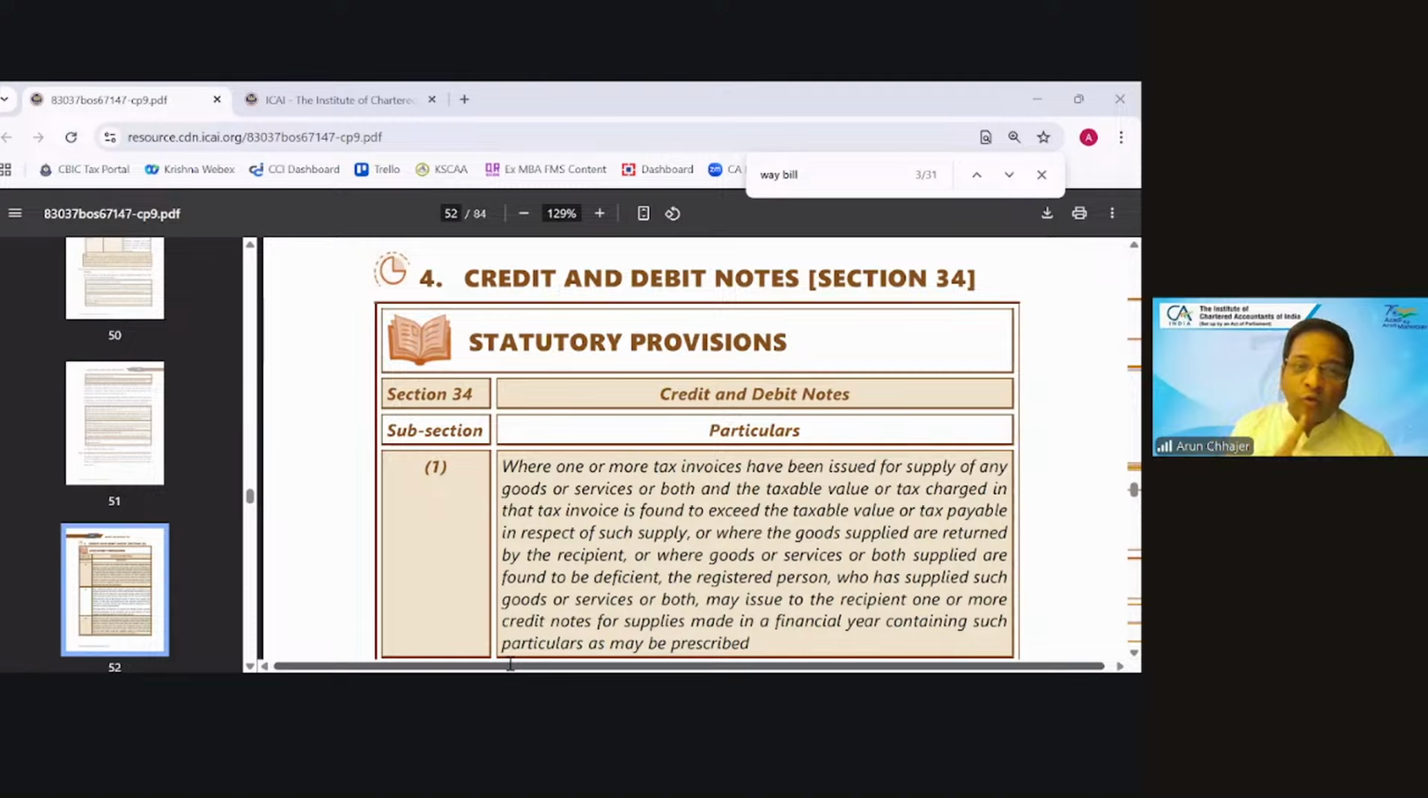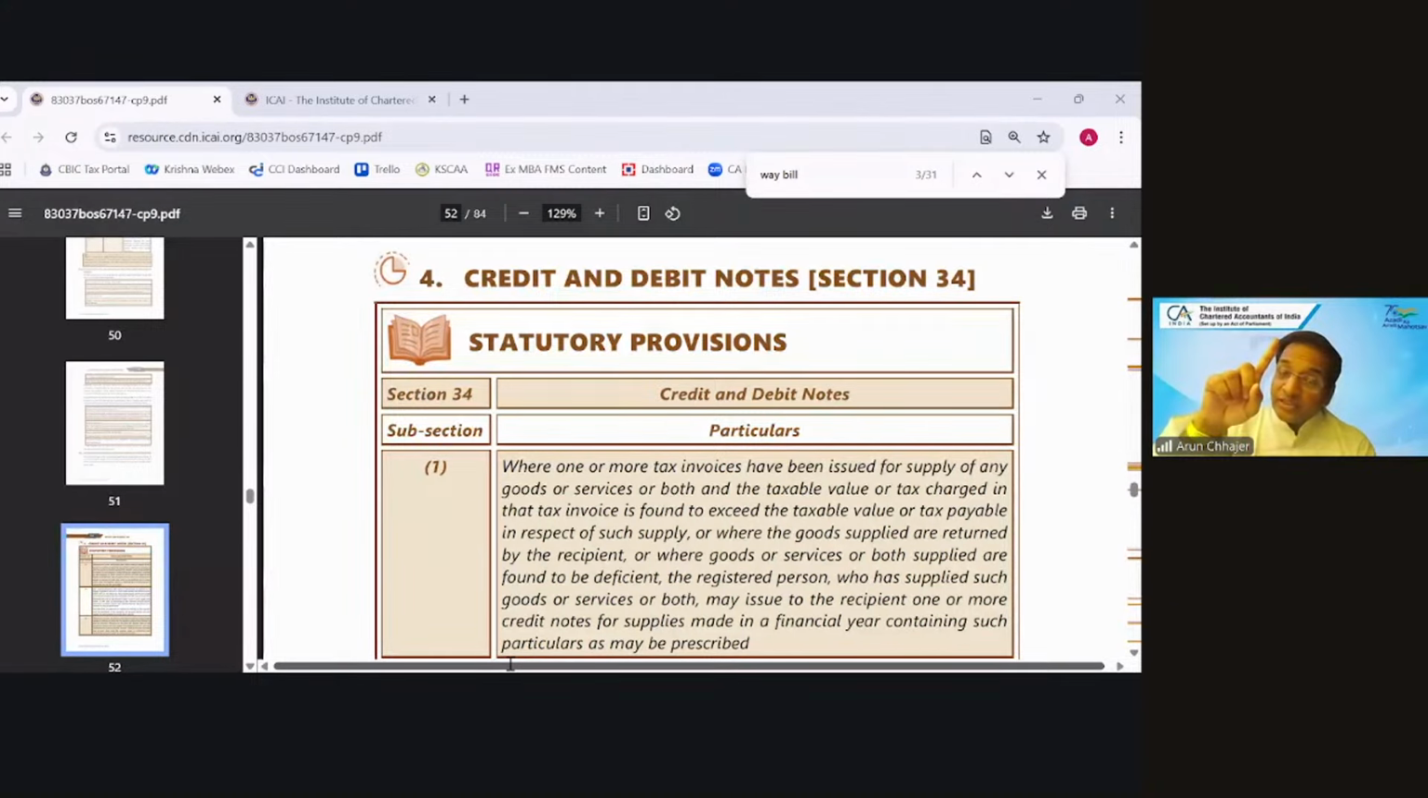Answer is no. Why no? Because there are only four circumstances in which I can reduce my liability by issuing the credit note. First, the taxable value is charged extra in the tax invoice. Second, the tax rate is charged extra in the tax invoice. Third, the goods or service are found to be deficient. Fourth, goods have been returned by my customer. There are only four circumstances.